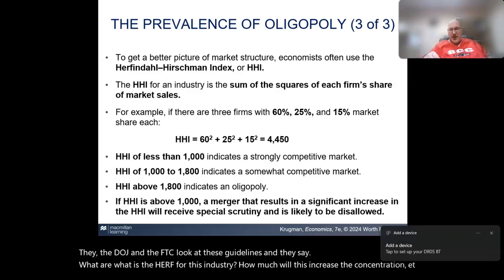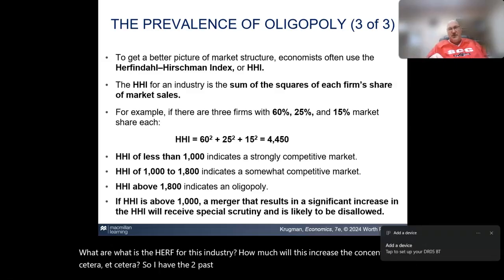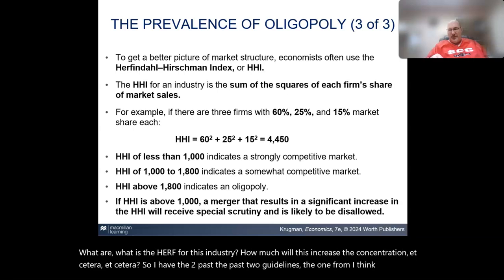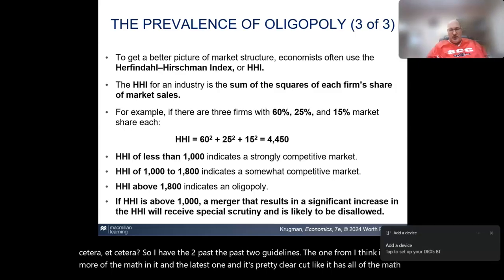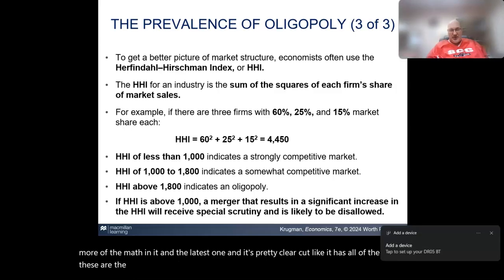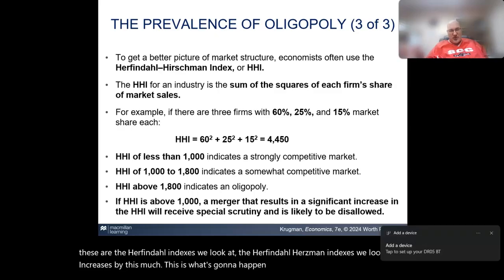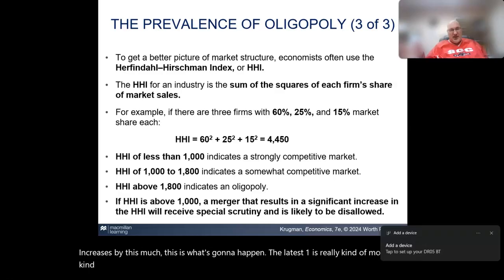So I have the past two guidelines. The one from, I think it's 2010, has more of the math in it. And the latest one, and it's pretty clear cut, has all of the math of like, these are the Herfindahl-Hirschman indexes we look at, and if it increases by this much, this is what's going to happen. The latest one is really more of a feely kind of guideline.